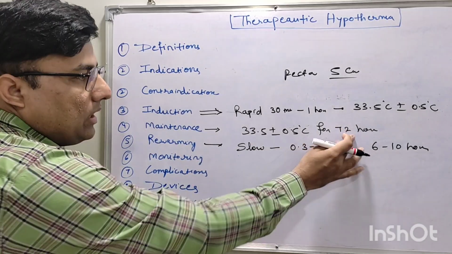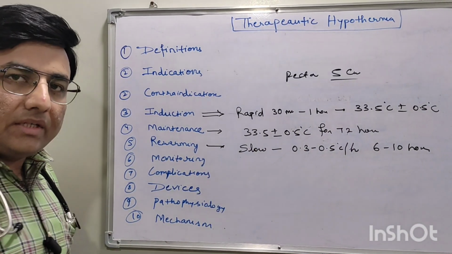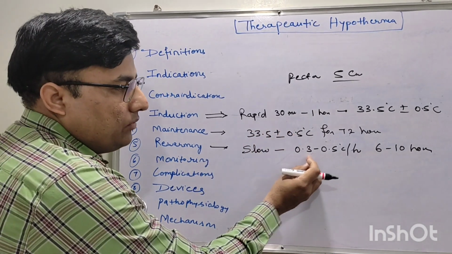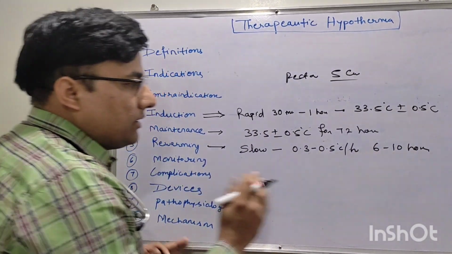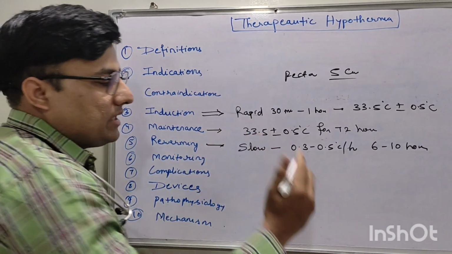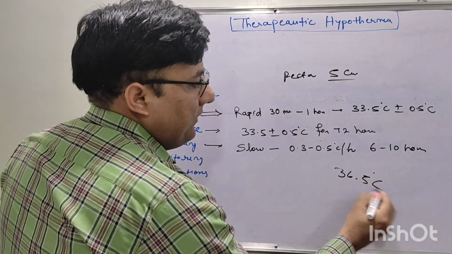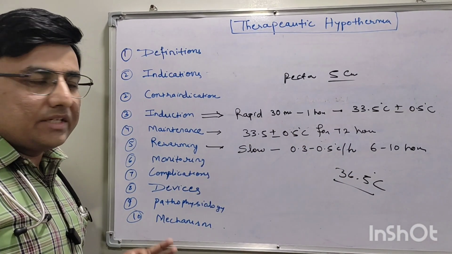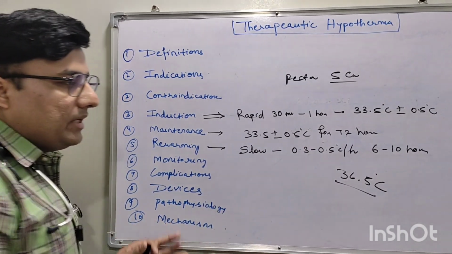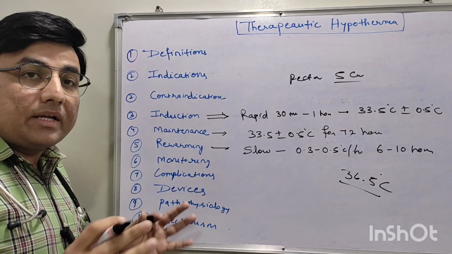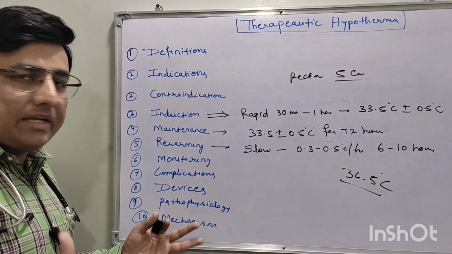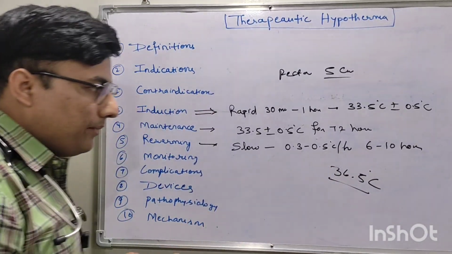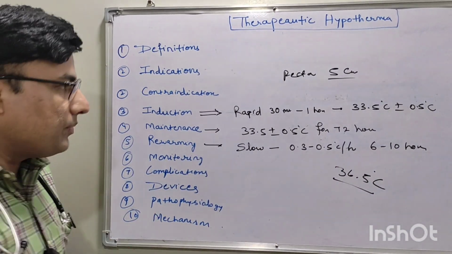Then after completion of the 72 hours, we'll start rewarming, and rewarming is done slowly. So rewarming we do in 6 to 10 hours. We increase the baby's temperature up to 36.5 degrees Celsius. So we can do 0.3 to 0.5 degrees Celsius per hour in 6 to 10 hours. Because during rewarming many complications can happen like shock, hypotension, bleeding, seizures, hyperkalemia. So rewarming we should do slowly, and we have to monitor for these complications.